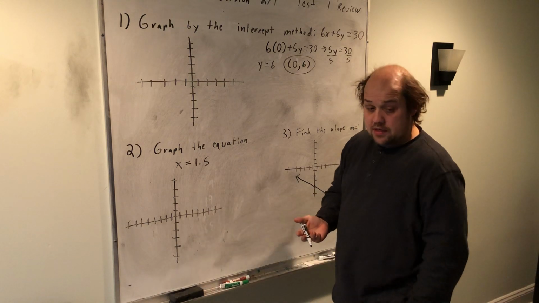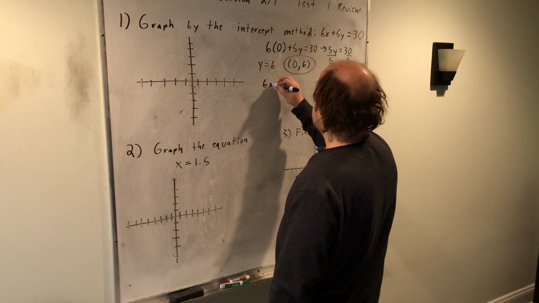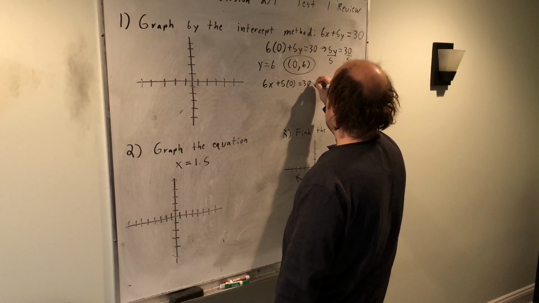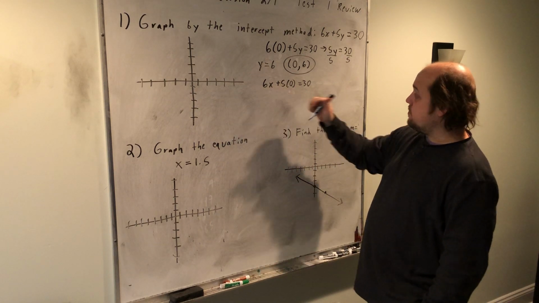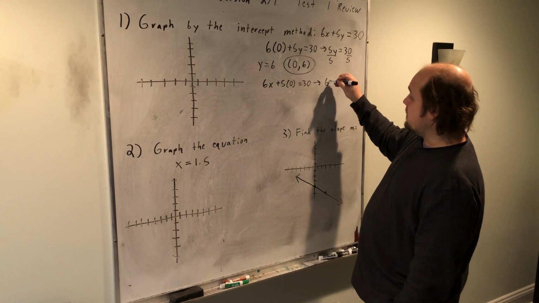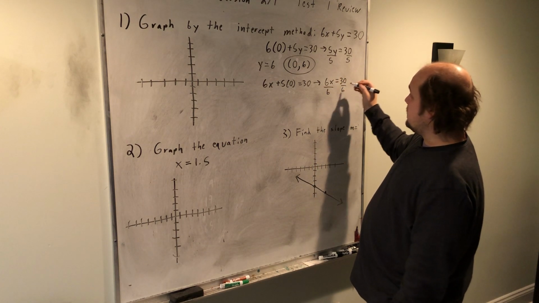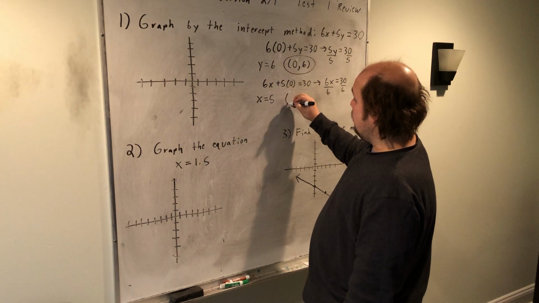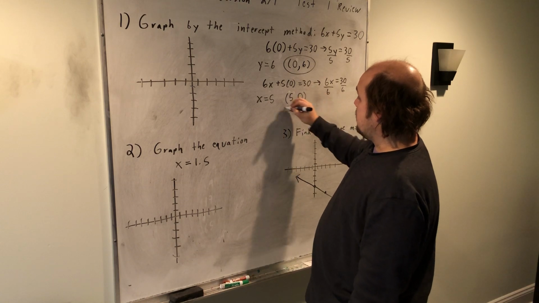If I go and do the second ordered pair, I would put in 0 for y, so I get 6x plus 5 times 0 equals 30. 5 times 0 is 0, so this term goes away and just gives me 6x. So it becomes 6x equals 30. If I divide both sides by 6, that's how I get x equals 5. So that gives me the ordered pair that I get back 5 when I put in 0 for y.